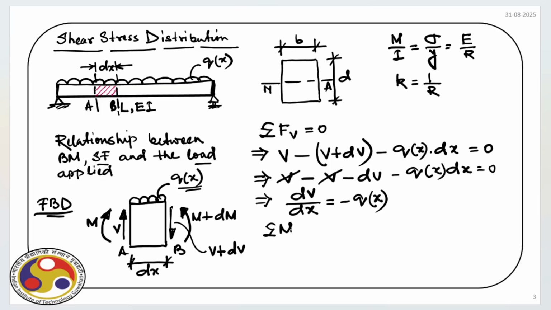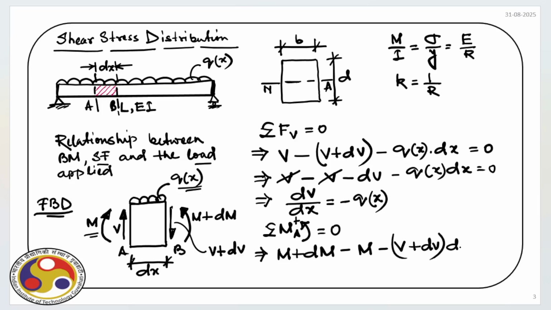So for that, let us consider, say, face A, and let us consider all the moments acting about A is equal to 0. Then what we get? Obviously, we'll have M plus dM, which is positive, and then minus M, which is acting on the left face, but it is negative, right? Then minus V plus dV times dx.